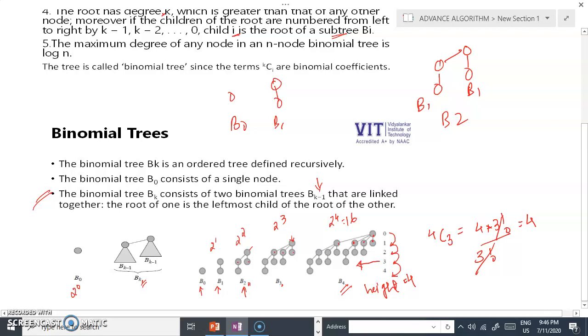B4 will be, see, this is B3. It is a combination of two binomial trees of order 2. Check. This is B2 and this is B2. We combine them to make B3. Now let's say B4. See, this is B3 and here we have B3.